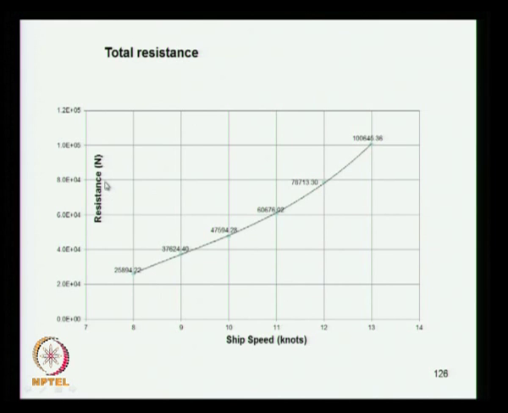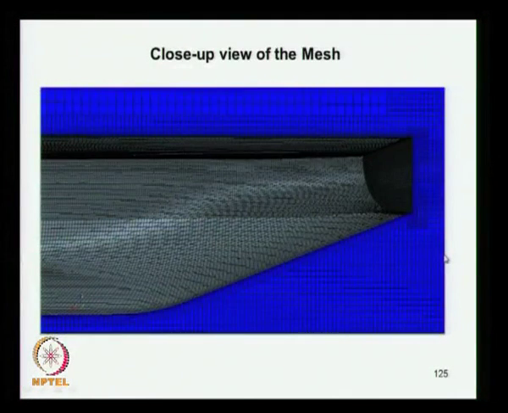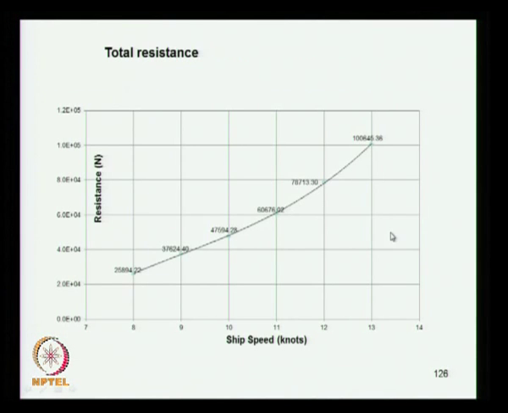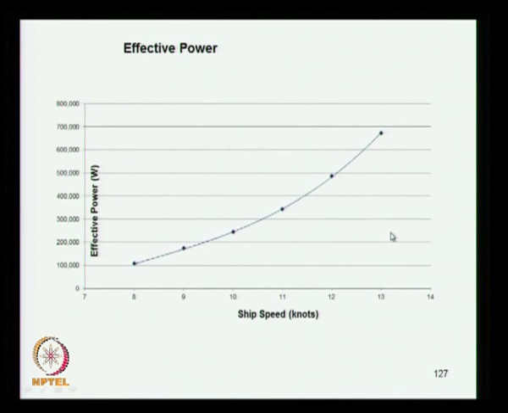So this is the speed-resistance curve in newtons. You can see it plotted for various ship speeds for the prototype. Here the modeling is done for the prototype, not for the model size. This is all for the prototype dimensions, and finally, resistance multiplied by velocity gives you the effective power. This is the effective power obtained from the computation.